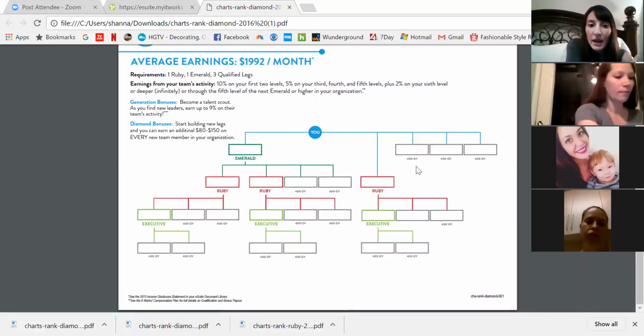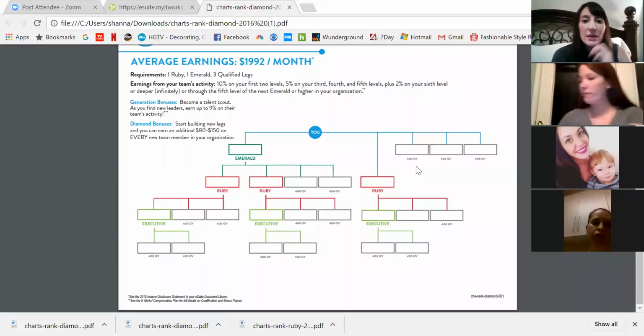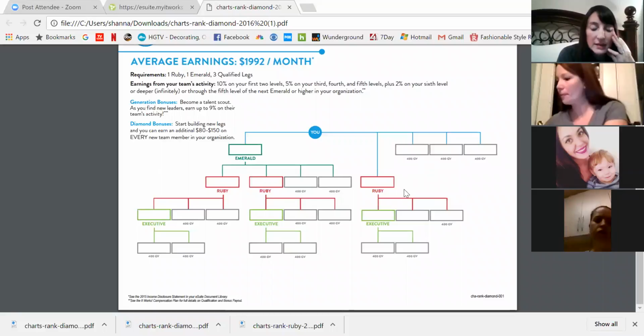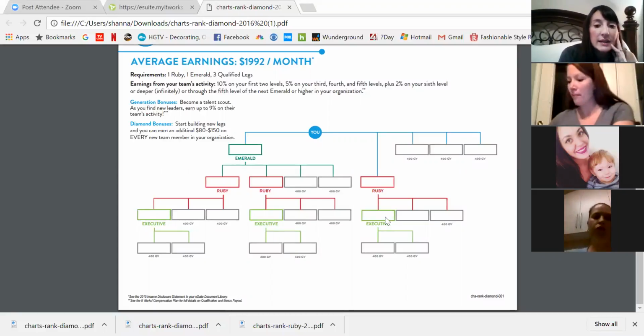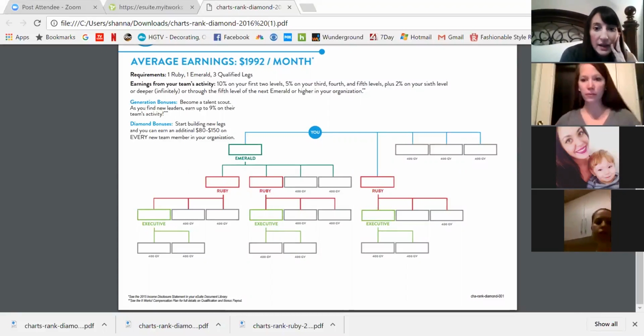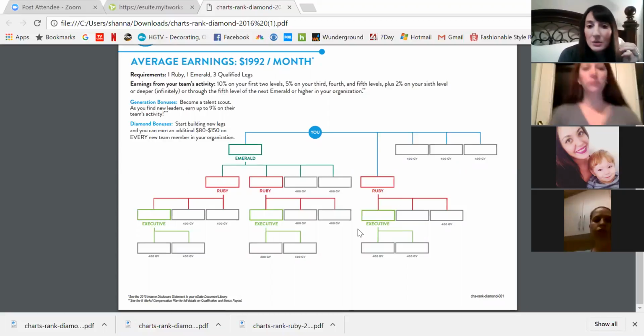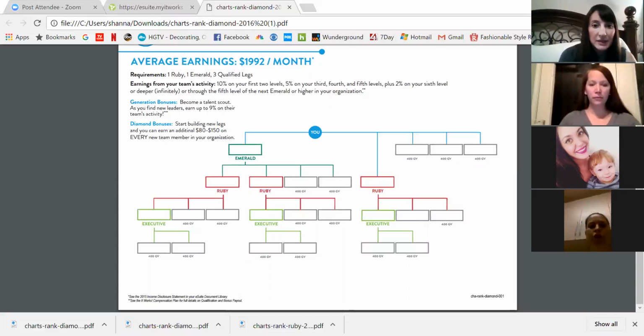And then the other thing to remember, and Stephanie went over this too, is that anything highlighted in a color doesn't need to be at 400. They just need to be commission qualified. So the executives are just commission qualified, the ruby spots are just commission qualified, and the emerald is just commission qualified.